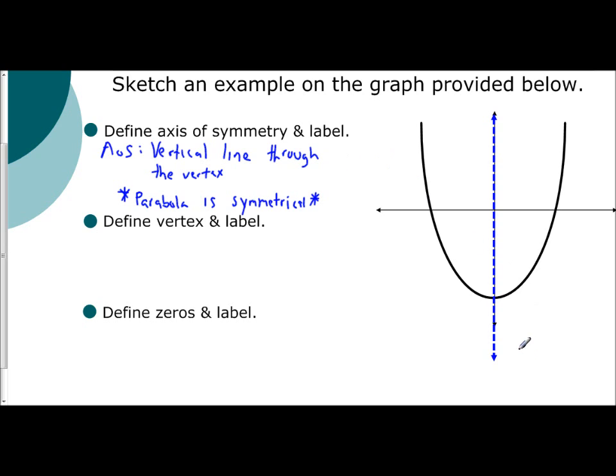Next, I'm asked to define and label the vertex. So the vertex we've learned from before is either the maximum or minimum point, the highest or lowest point on the graph. And so my vertex here is right there. And so this is my vertex. The axis of symmetry goes through the vertex. It's the lowest point on the graph.